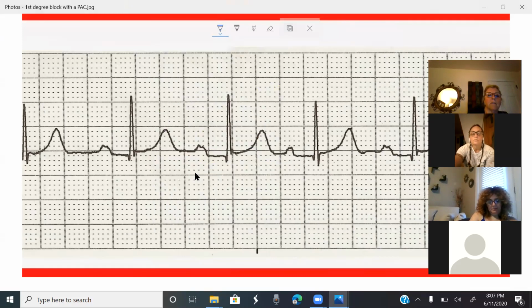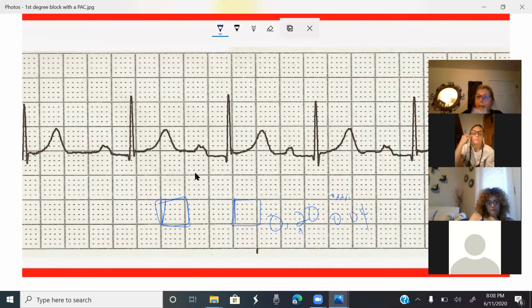One of these boxes represents how much time? 0.20. And how many little boxes are inside there? 1, 2, 3, 4, 5. So there's 5 little boxes, right? And each of those is 0.04.